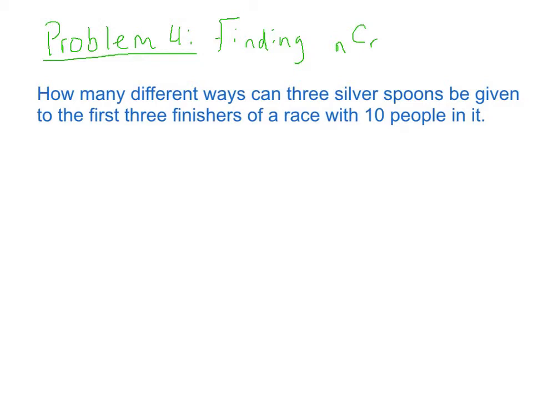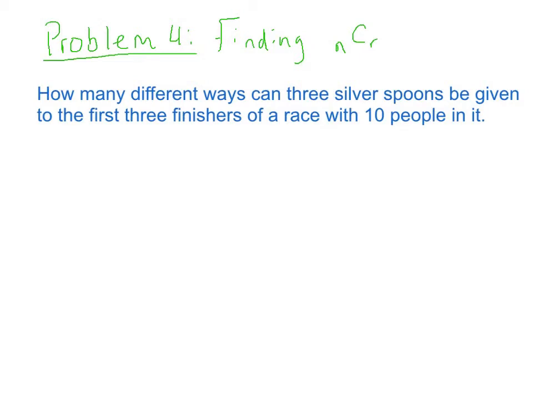Now, if we give them out, this is a combination because it doesn't really matter which order you're going to be given. If you finished first in a race and were given a silver spoon, you would be just as equally disappointed if you got second in the race and you got that same silver spoon. So here the order does not matter. And so this tells us that we're using combination.